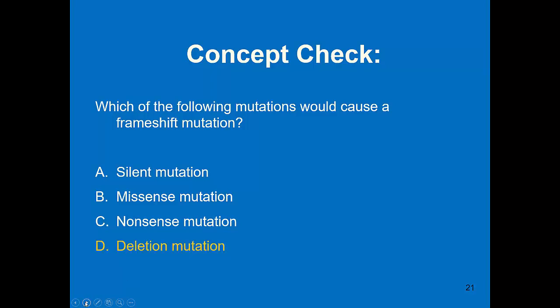So the answer is D, because neither silent nor missense nor nonsense will add or delete a base. Since they're not adding or deleting a base, they're still reading in the same 3x3, in the same frame. This is not a frame shift mutation for A, B, or C. Only for deletion, because if you delete, you are going to change the whole reading frame.